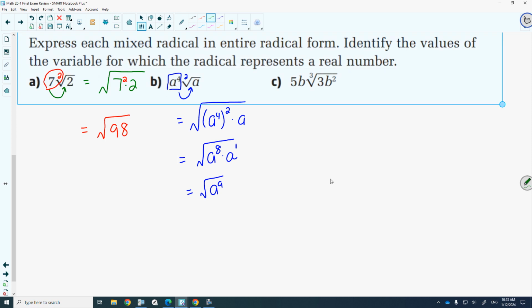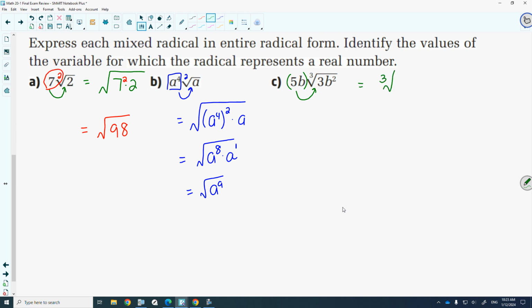For this one here, that 5b is going to go underneath, and we're going to cube it. So it's going to be 5b cubed. You keep what's already there, so 3b squared just stays. What you would have is the 3rd root. 5 to the power of 3 is 125. 5 times 5 times 5. b cubed. And then there's a 3b squared. And then collect your like terms. 125 times 3 is the third root of 375.